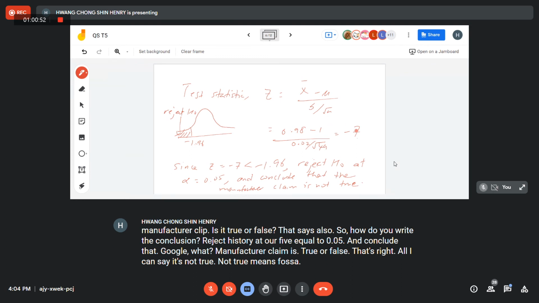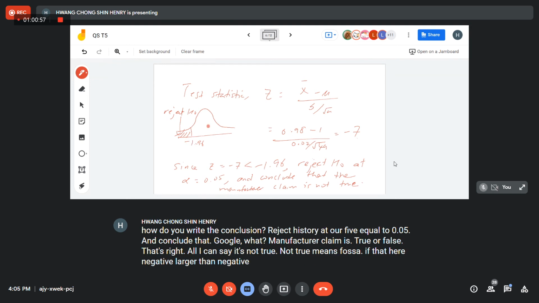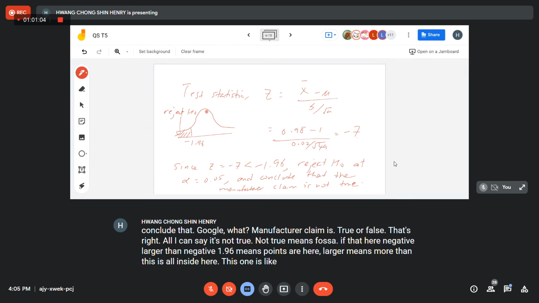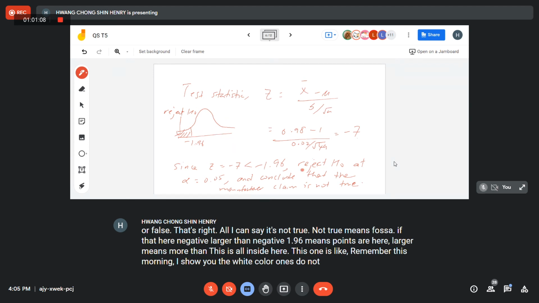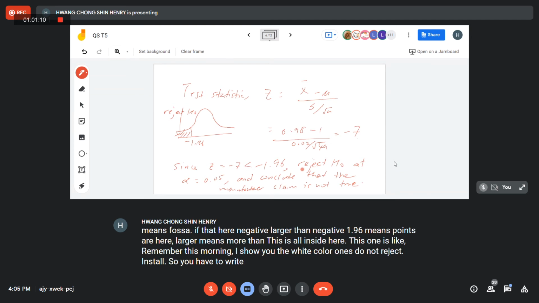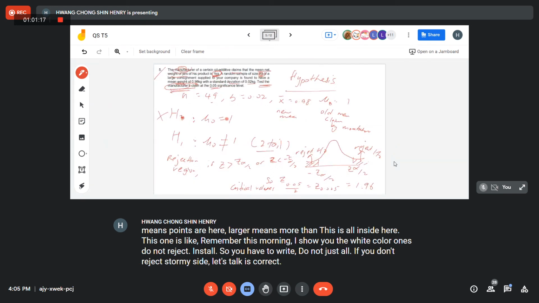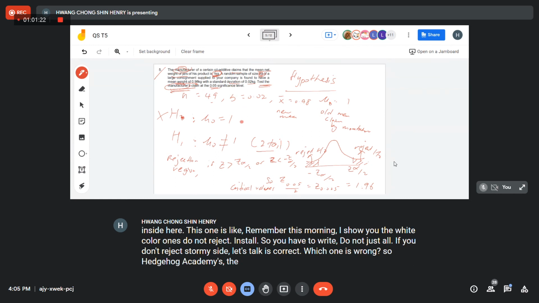If the Z here is negative, larger than negative 1.96, larger means more than, it falls inside here. Now this one is what? Remember this morning I showed you the white color one is do not reject H0. So you have to write do not reject H0. If you don't reject H0 it means what? The H0 is correct, H1 is wrong. So H0 correct means the manufacturer claim is true. Clear?